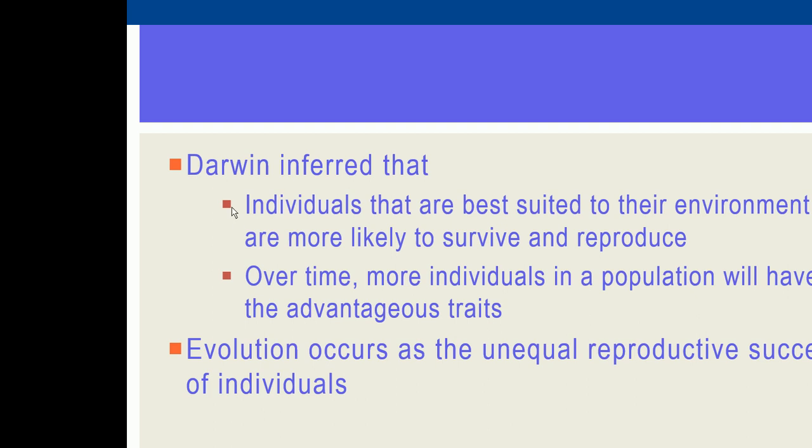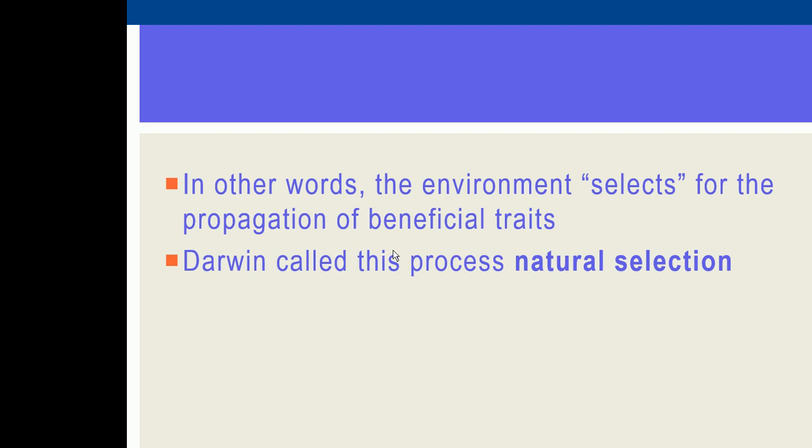Darwin inferred that individuals that are best suited to the environment are more likely to survive and reproduce, and over time more individuals in a population will have the advantageous traits. So basically, the organisms which are going to be selected by nature on the basis of their characteristics are the ones which are going to survive, and once they survive, they reproduce. That means those organisms are going to propagate in the population. So this is the concept of natural selection.